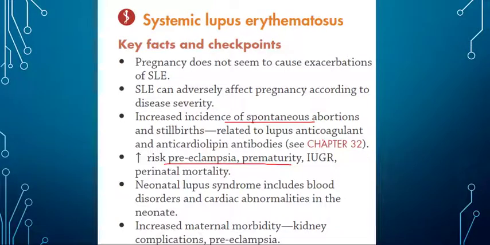And if a patient has antiphospholipid antibody syndrome, then that patient should be on either aspirin or low molecular weight heparin from 14 weeks of pregnancy to the rest of the pregnancy. Okay.